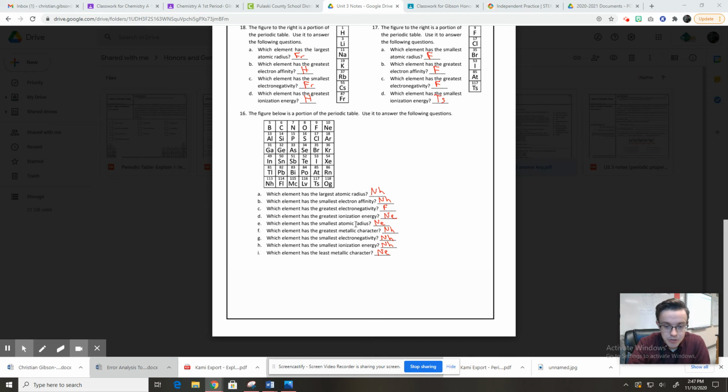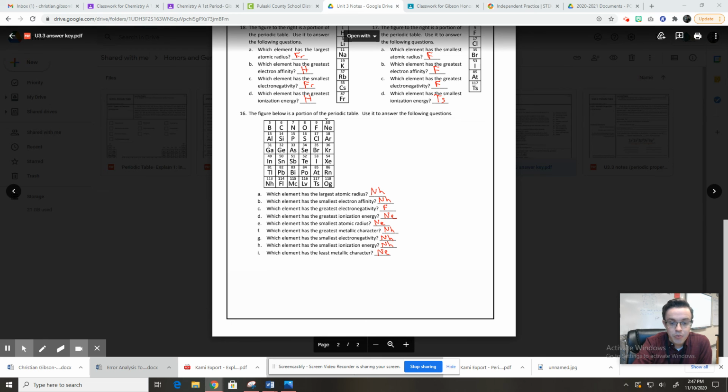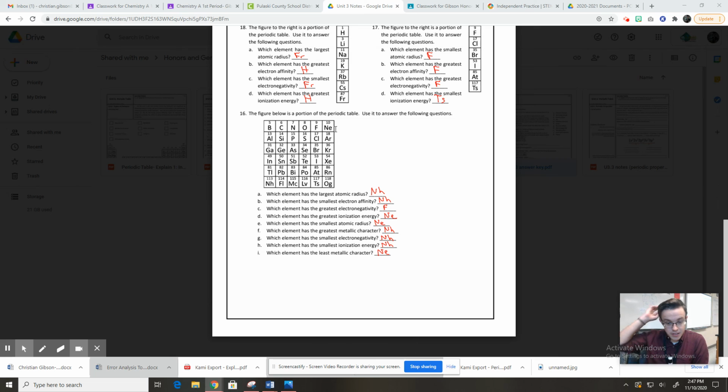Okay, smallest atomic radius also would be neon, because atomic radius increases to the left and down. So whatever's in the top right would be the smallest. Greatest metallic character, or how reactive a metal is, increases the same direction as atomic radius, so to the left and down. So that'd be NH. Smallest electronegativity would be down here, NH. Smallest ionization energy would also be NH. Least metallic character: metallic character increases to the left and down. Whatever's up here in the top right is going to have the least, and that is neon.